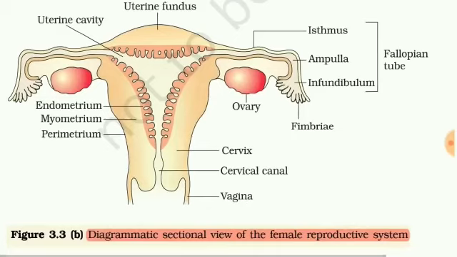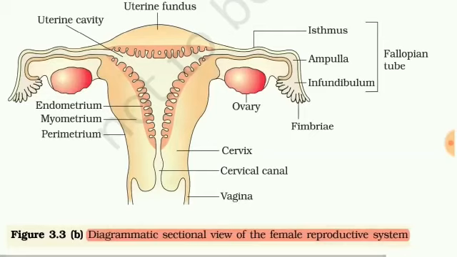Actually, this structure is the internal structure of the female reproductive system inside the abdominal region. Then the endometrium is also present: endometrium, myometrium, and perimetrium. These are nothing but the layers in the uterus. The uterine wall is divided into the inner endometrium, middle myometrium, and outer perimetrium. The outer wall of the uterus is the perimetrium, the middle layer is the myometrium, and the inner layer is the endometrium.